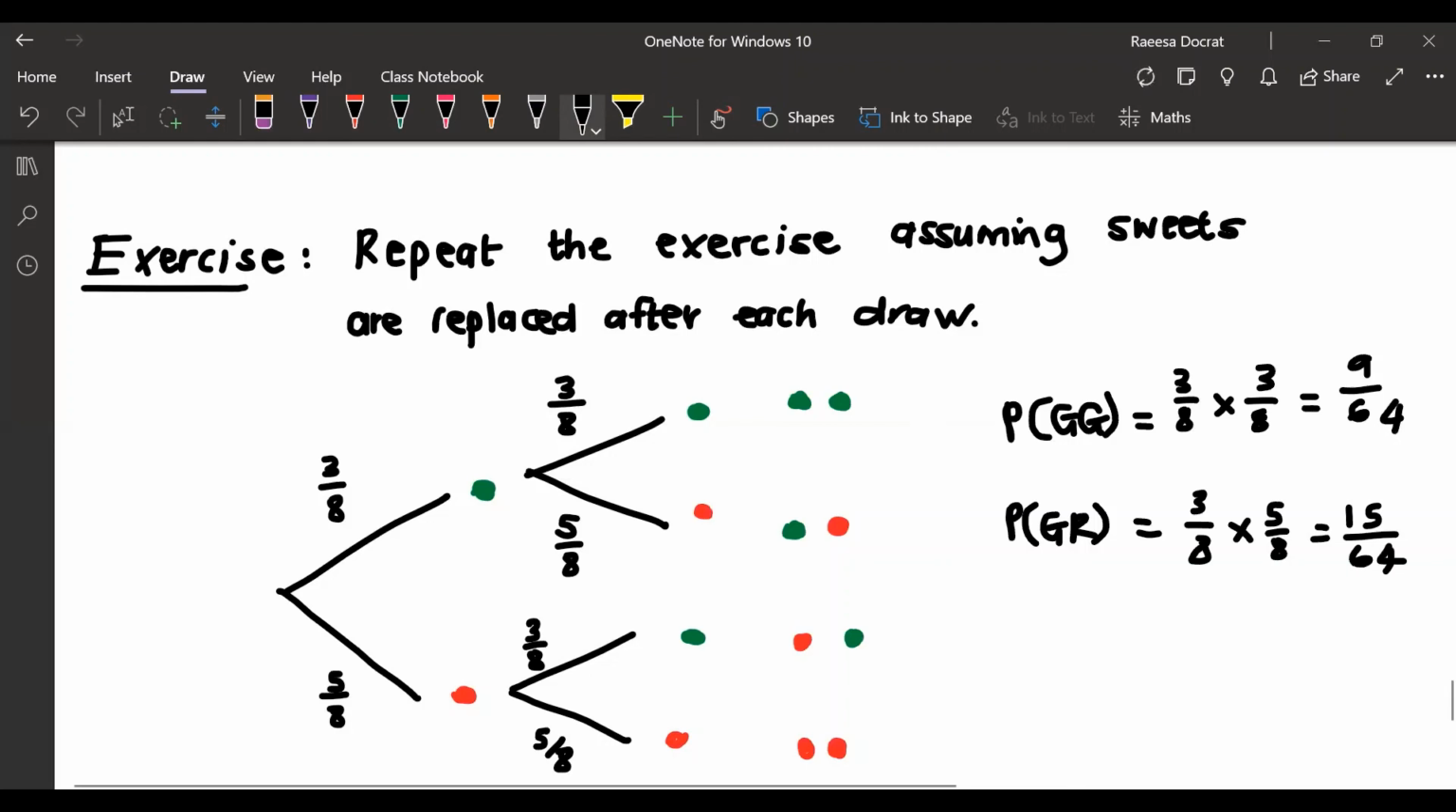Please try and use a tree diagram to represent more than one draw, and make sure that you fill in the probabilities and understand how to calculate the probabilities.